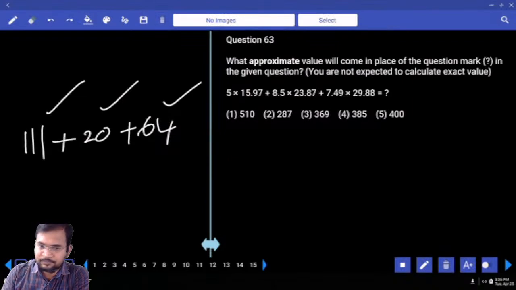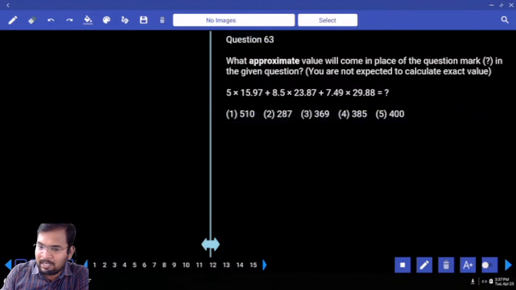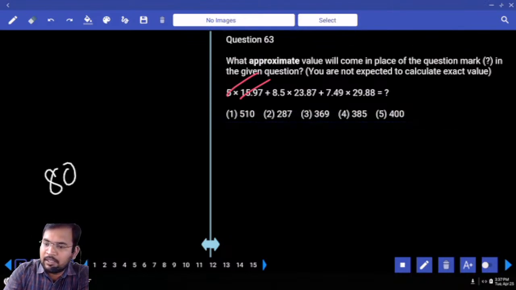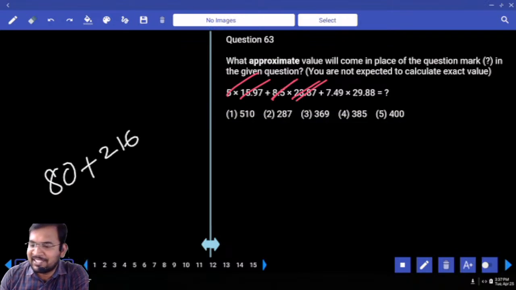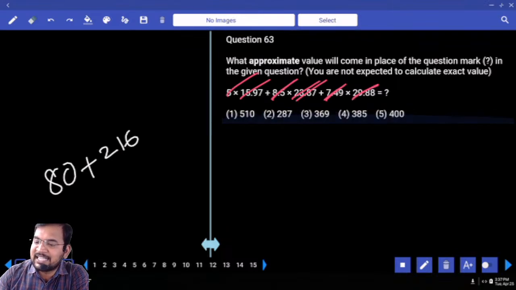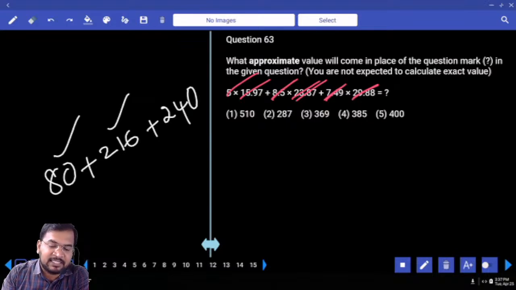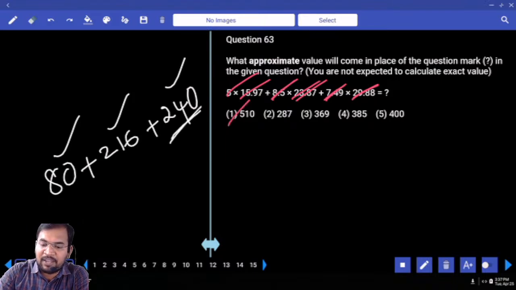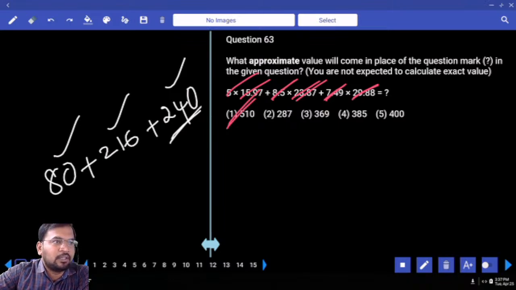See here, next question. 5 into 16 is 80. This is 20, this is 20. 24 into 9 is 216. This is 8, this is 30, together 240. 80 plus 216 is 296, approximately 300. 300 plus 240 is 540, so nearer to 540, 510. Your answer is 510. So no need to take accurate values. Shall I go for the next question?